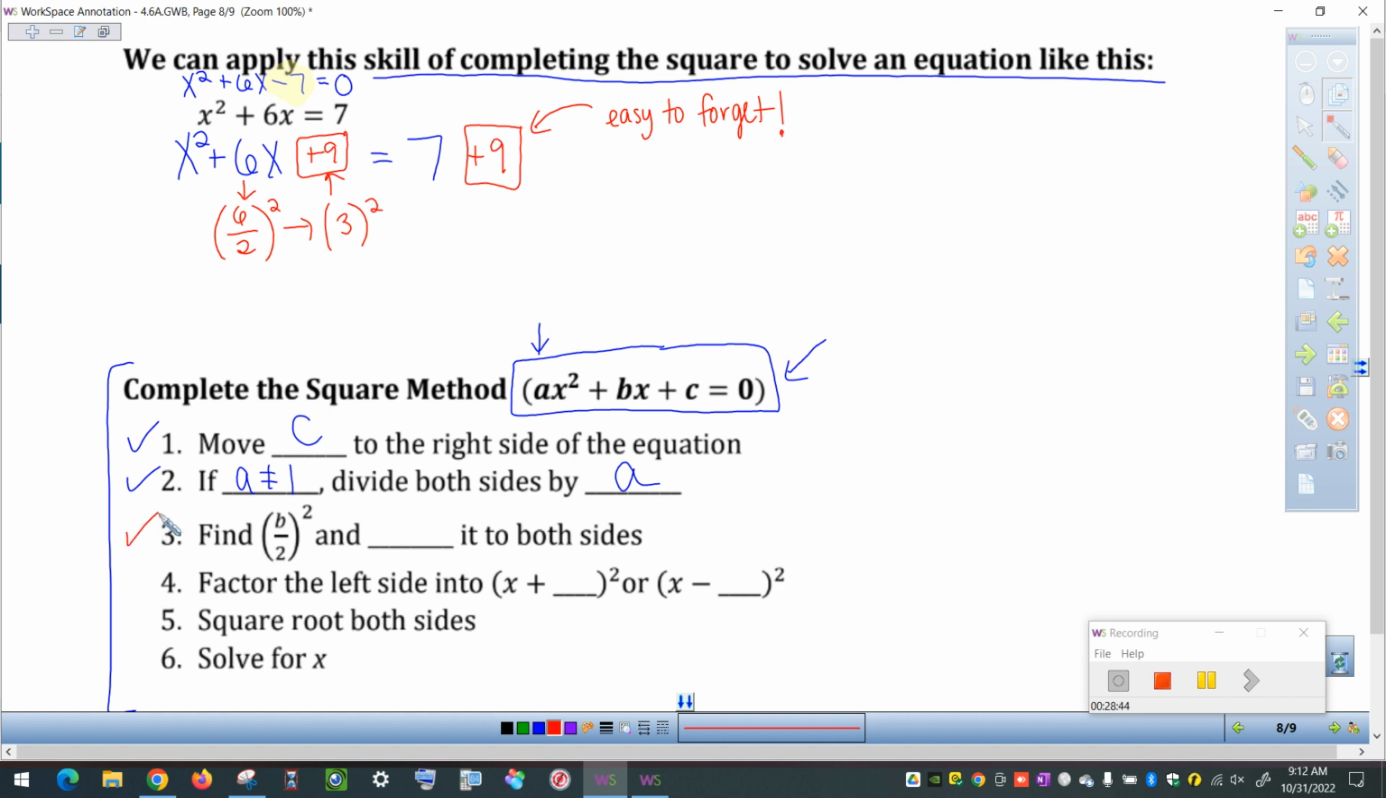So in our steps down here, we're going to do b divided by 2 squared. We already did that. And we are going to add it not just to one side, but we're adding it to both sides. So that's what step 3 is telling us to do.